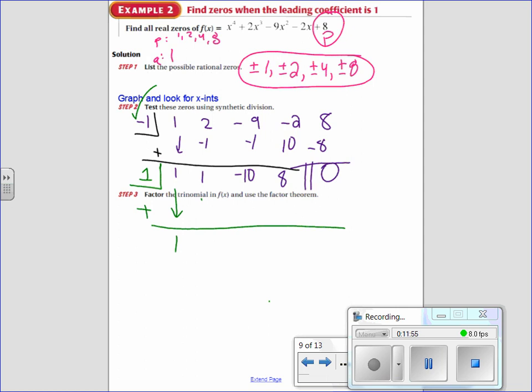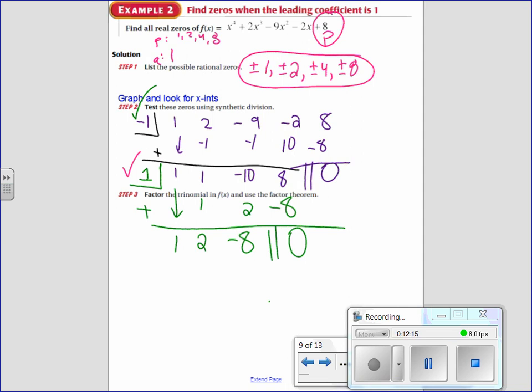1 times 1 is 1, add straight down. 2 times 1 is 2, add straight down. I could do this all day. -8 times 1 is -8, add straight down. Bam! Yes! We just proved it works. We just proved 1 is a solution. Check mark.